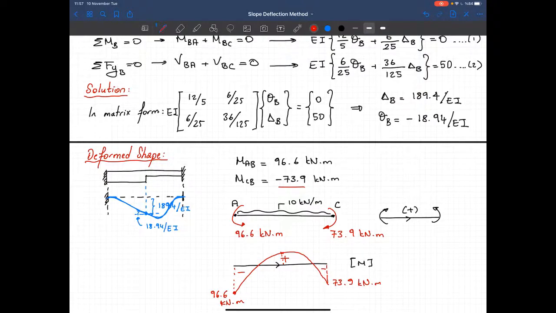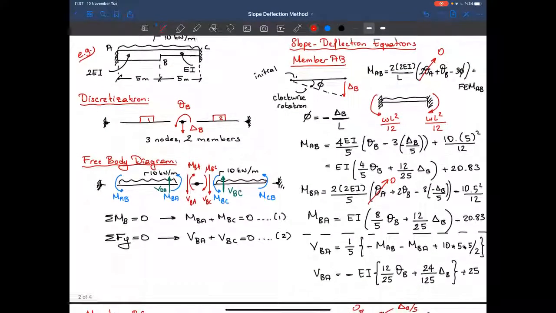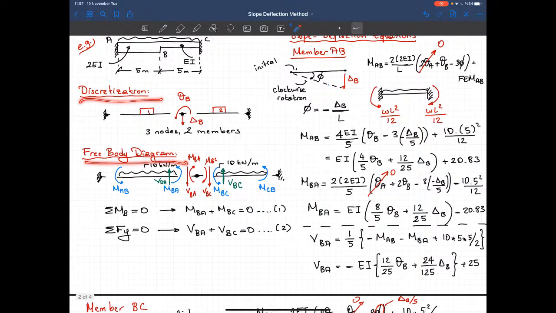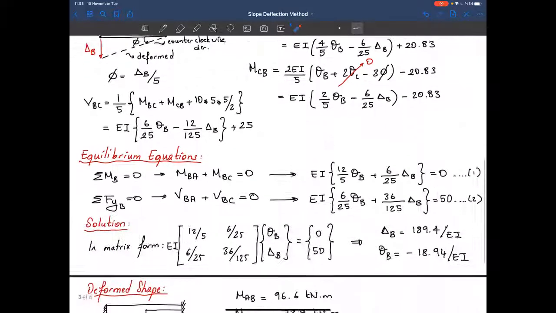So that's mainly it. It doesn't matter what type of structure we have, we always follow this procedure. Discretization, free body diagram. For each rotational degree of freedom, write down the moment equilibrium. For each translational degree of freedom, write down the shear equilibrium. Then use the slope deflection equations to relate these end moments with the given degrees of freedom. Use the free body diagrams to write down the shears in terms of end moments, and then shears in terms of the degrees of freedom. Once you do all this, the rest is very straightforward.